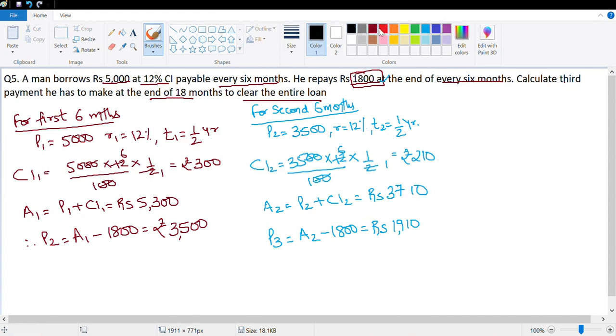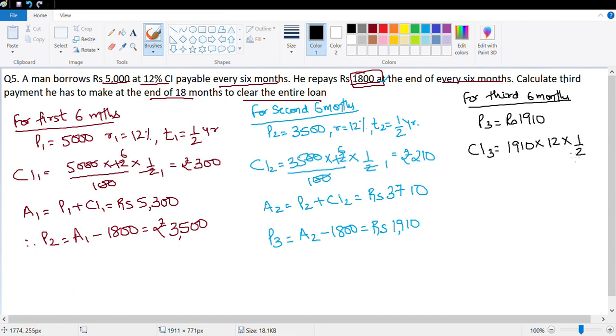And now let's calculate for the third 6 months. So this is the 18 months when they get over. In this case, P3 we just calculated was 1910. Let's calculate compound interest for the third term. So that's principal multiplied with rate multiplied with time upon 100. That's 2 1 and 2 6. So this is 191 into 6. 6 nines are 54. 6 plus 11.